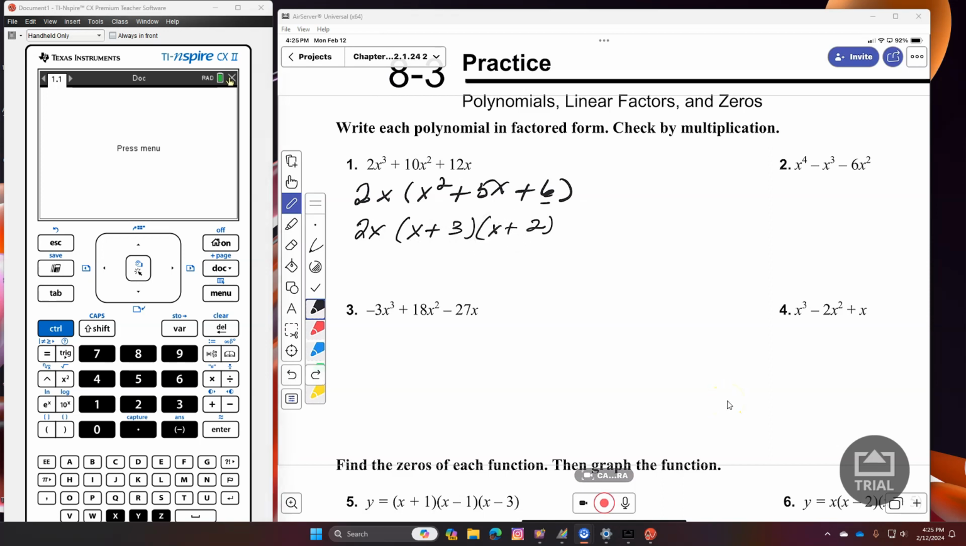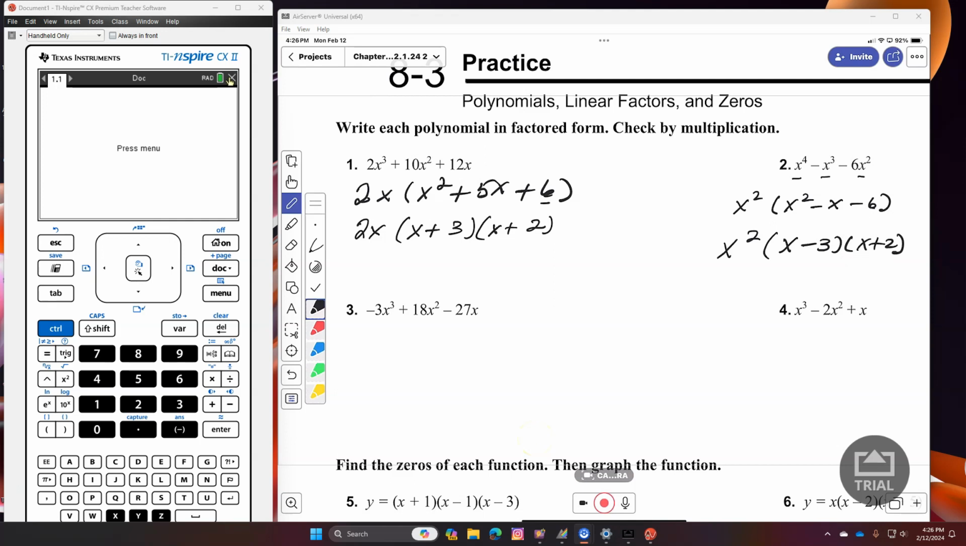Number 2, you're going to have to find the greatest common factor. We have x to the 4th minus x cubed minus 6x squared. And you notice that they all have x squared in common. So it's x squared times the quantity x squared minus x minus 6. Now we're going to have to find the factors of negative 6, which will be negative 3 and 2, because negative 3 plus 2 gives you negative 1. So you have x squared times x minus 3 times x plus 2.